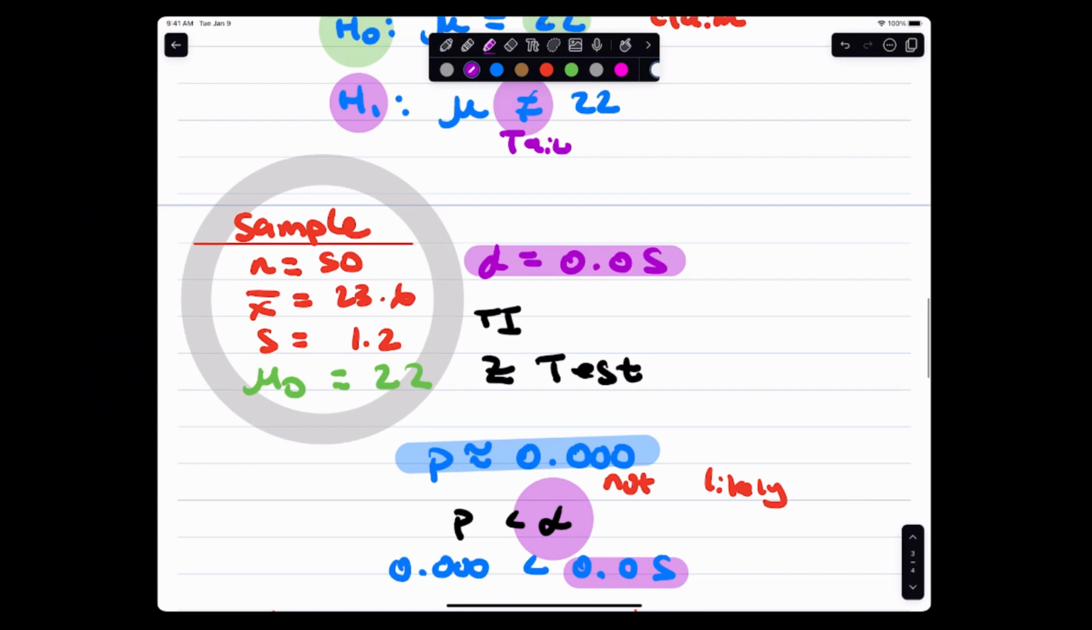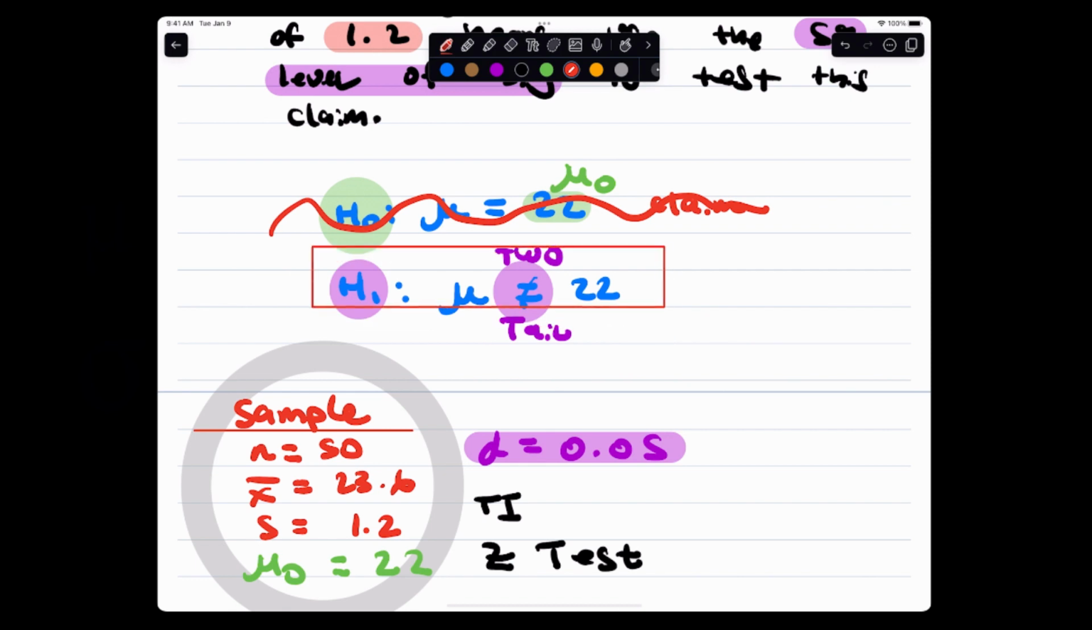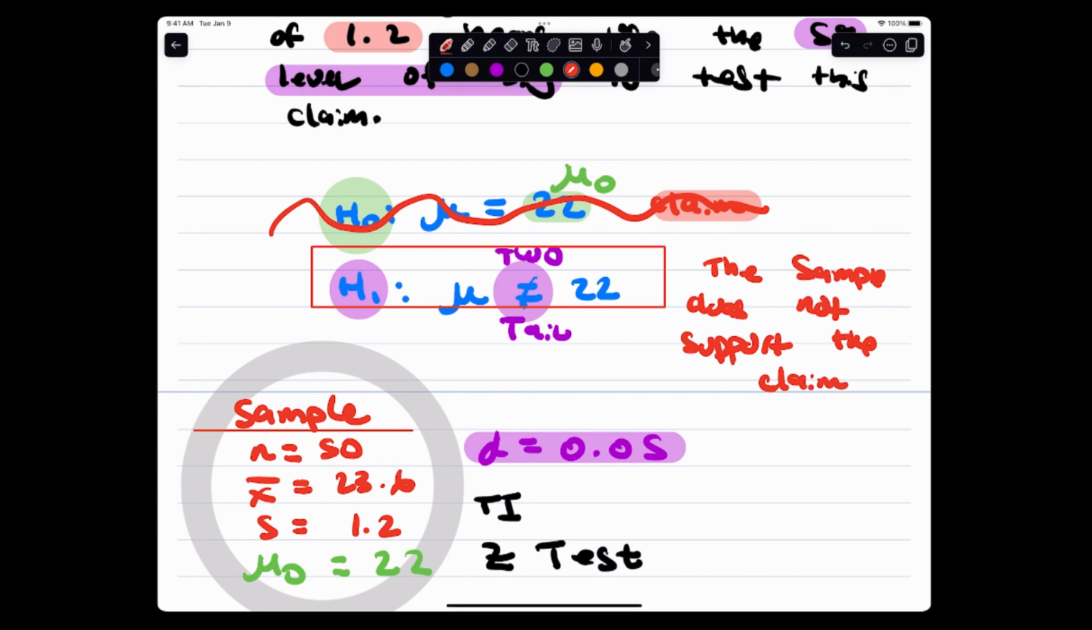And it is. So you go back to the null and you say, guess what, null? You got to go. And what did you guys do then? If the null has to go, you accept the alternate. Is that right? What just happened to your claim? Claim is gone. So what's the conclusion? Yep, the sample does not support the what? The claim. That's the conclusion they're looking for, ladies and gentlemen.